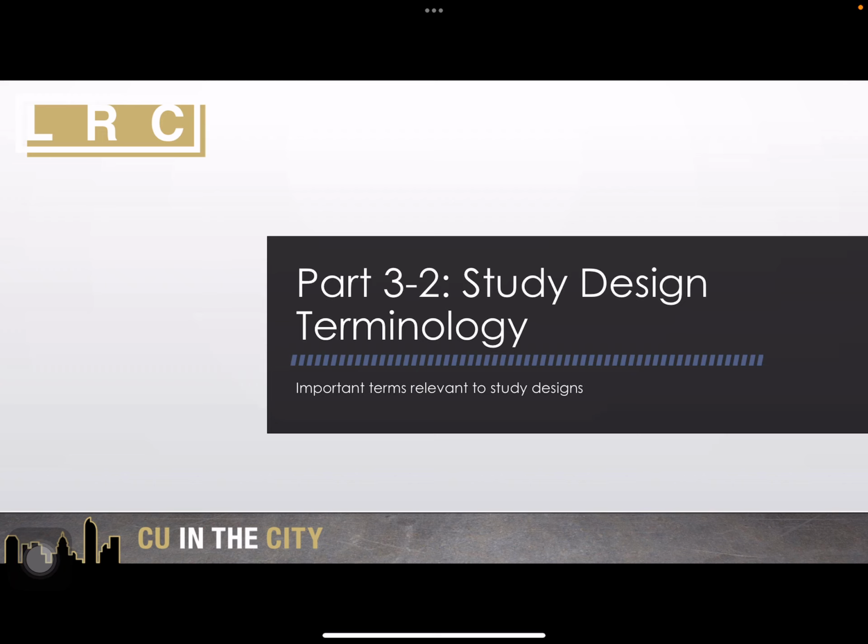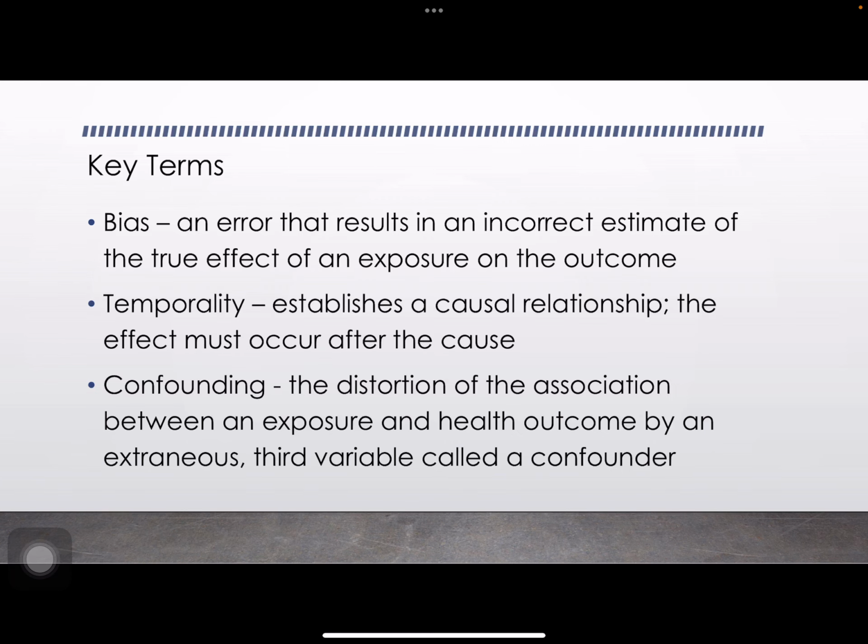Welcome back to the second video in our study design series. In this video, we will introduce some important terms that will help you understand study designs. You may know some of these by now, but the first term we will talk about is bias. Bias is an error that results in an incorrect estimate of the true effect between an exposure and an outcome.